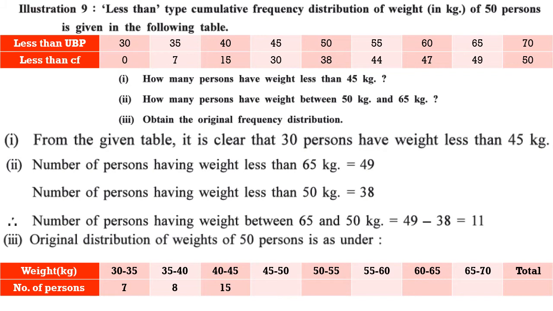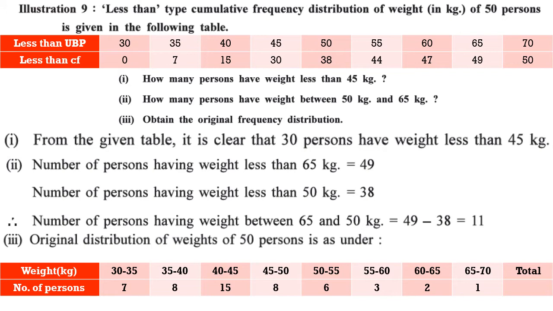Okay, once again, 45 to 50. People less than 50 is 38. People less than 45 is 30. So difference between 38 and 30 is 8. Similarly, difference between 44 and 38 is 6. Difference between 47 and 44 is 3. Difference between 49 and 47 is 2. And difference between 50 and 49 is 1.